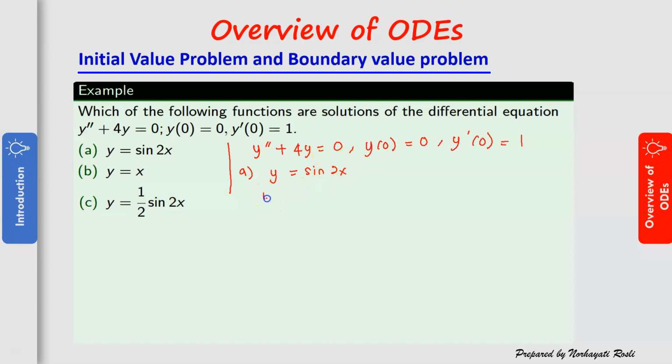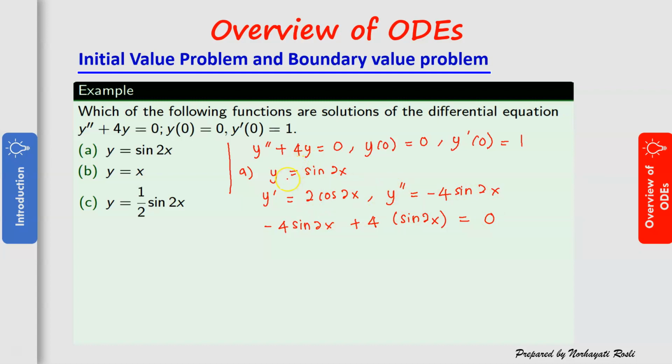Let's do that. So when we differentiate this one, we get 2 cos 2x. When I differentiate it twice, I will get negative 4 sine 2x. When I substitute y double prime and y in this equation, I will have negative 4 sine 2x plus 4 multiplied by sine 2x, which we can cancel out, and it is equal to 0. That means this one is a solution for this equation.